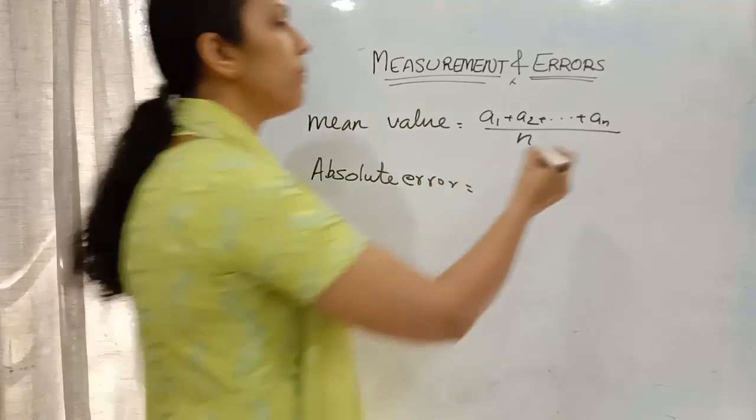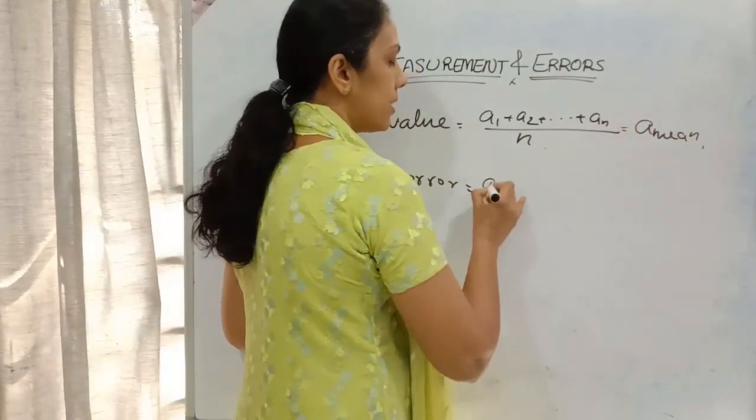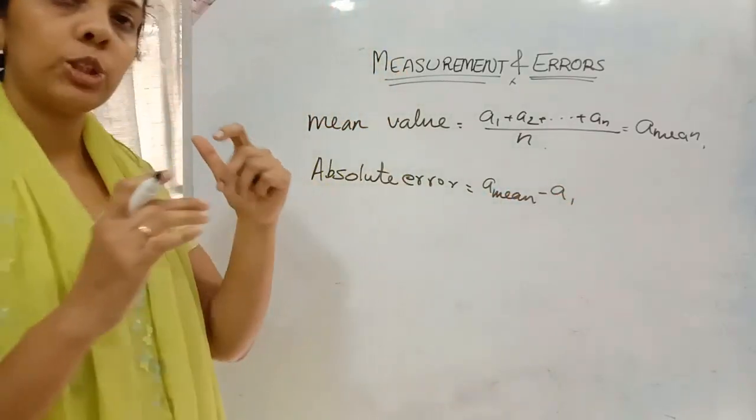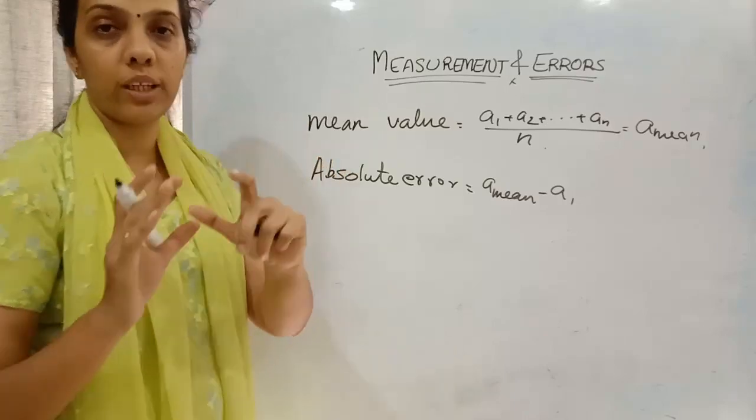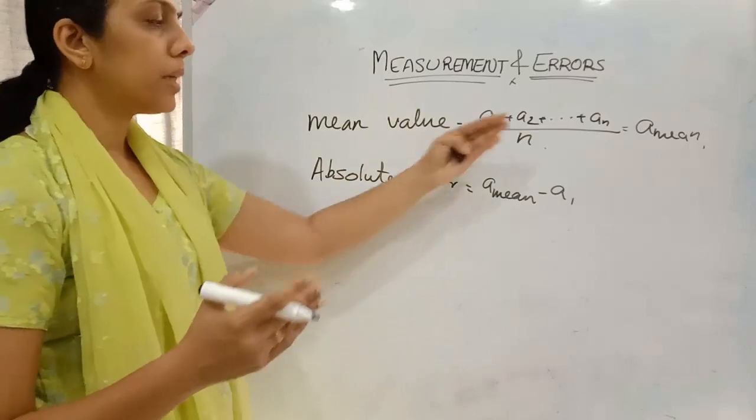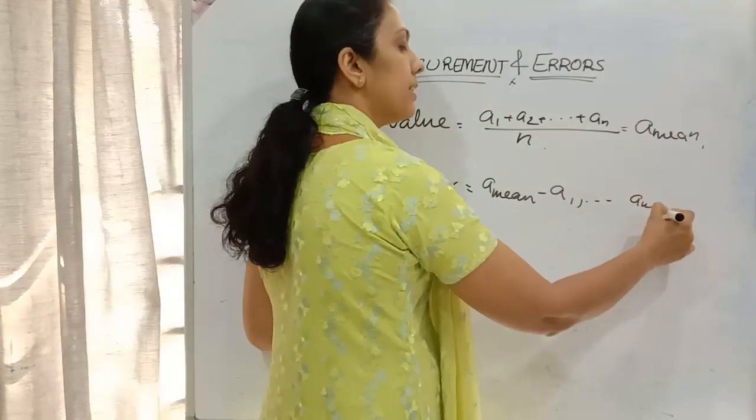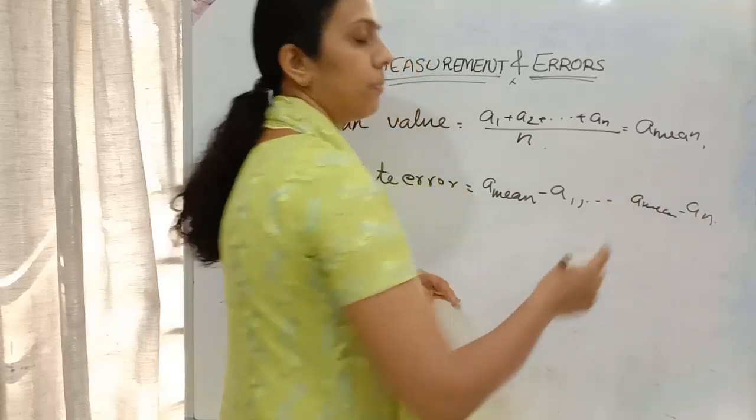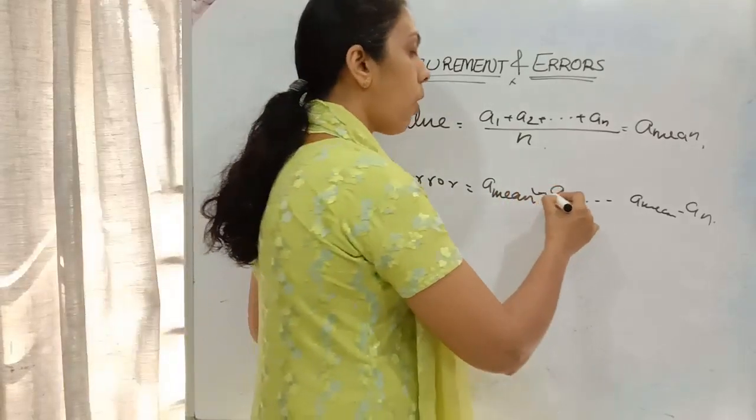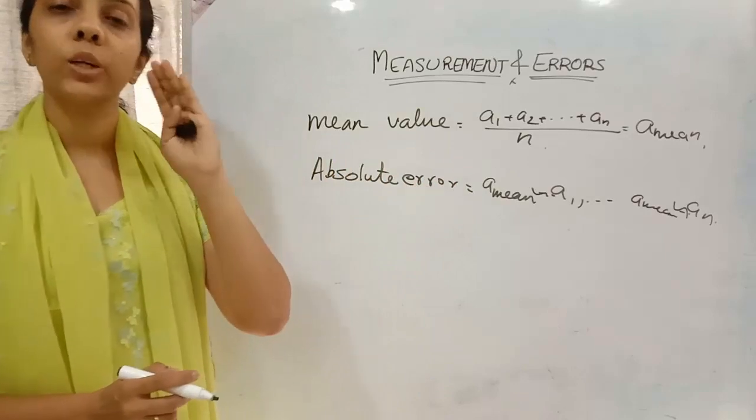Absolute error means we will take the difference between the mean value and each measurement. This mean value I am representing as A mean. A mean minus A1. It's not compulsory that we should always subtract from A mean only. We can just take the difference. A mean minus A1, A mean minus A2, etc., up to A mean minus AN, we can find out. Difference between the mean value and each value when you are considering, that is called absolute error.